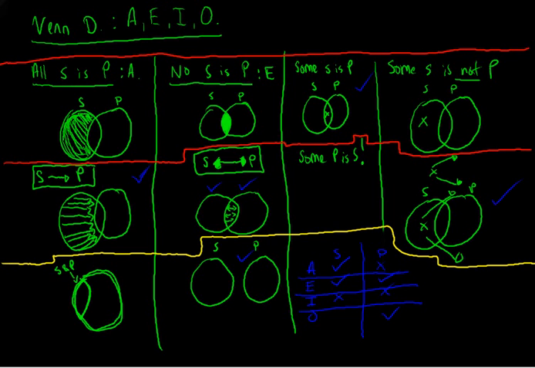This is the distribution table that we learned in the book, and this is how you can think about it in terms of how we actually diagram these propositions.